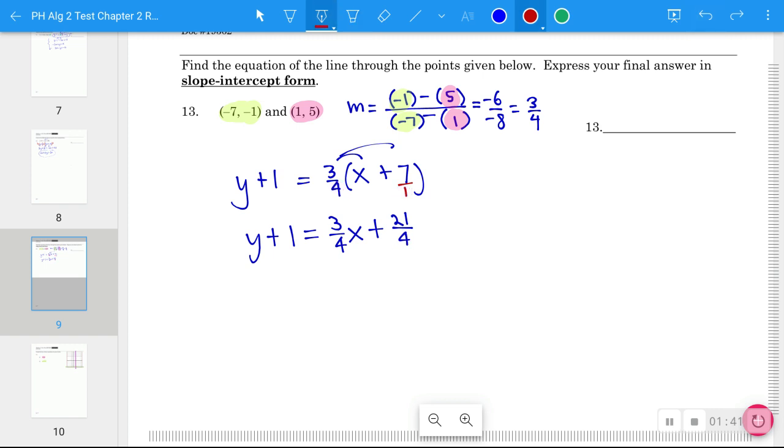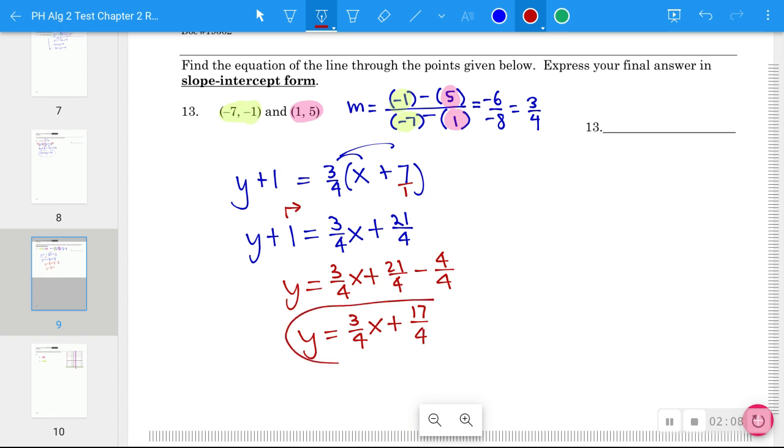Okay, so now what we have to do is bring this 1 over and subtract it from the other side. And when we do, I'm going to go ahead and change it to 4 over 4. That'll give me a common denominator, so I can now just finish this off. 3/4 x plus 17/4. So there's your slope-intercept version of the line that goes through -7, -1, and 1, 5.